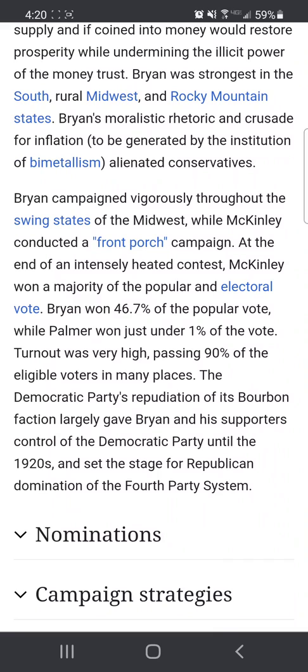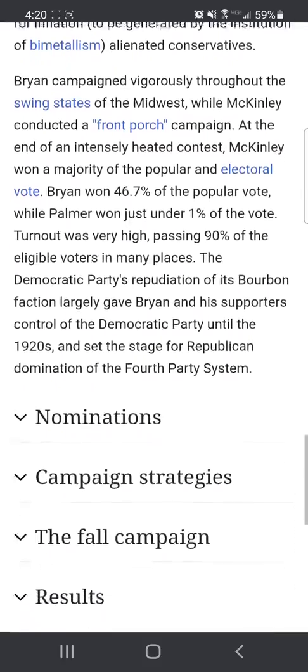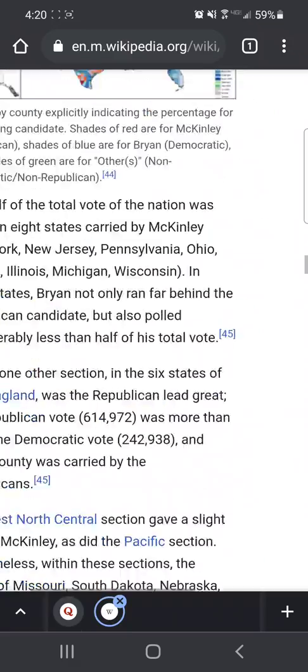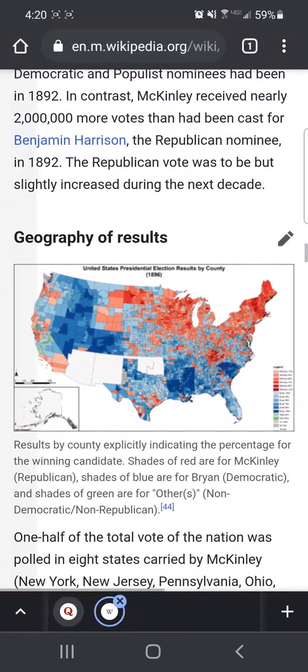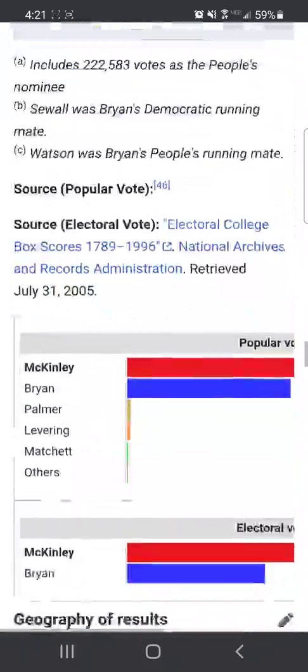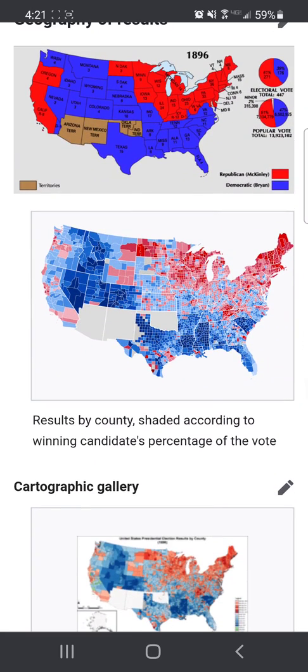So, McKinley won a majority of the popular vote and electoral vote. He won 46.7% of the popular vote, while Palmer won under 1% of the vote. Turnout was very high. So, let's look at the results. Now, this is going to be a very interesting election. There's the county map. I'm going to look at that for a moment, so pause and take a look at it. There's the county map once more.